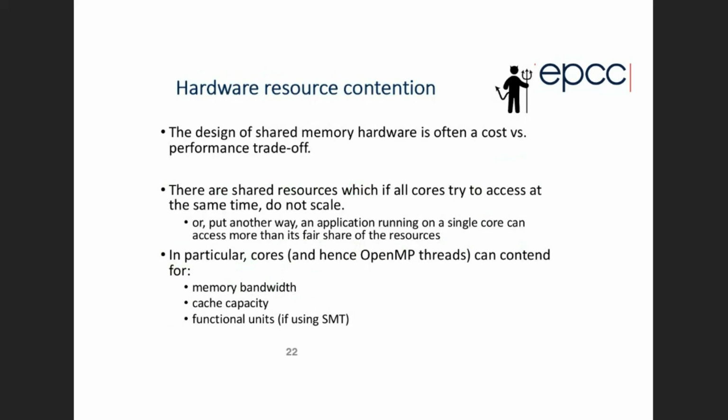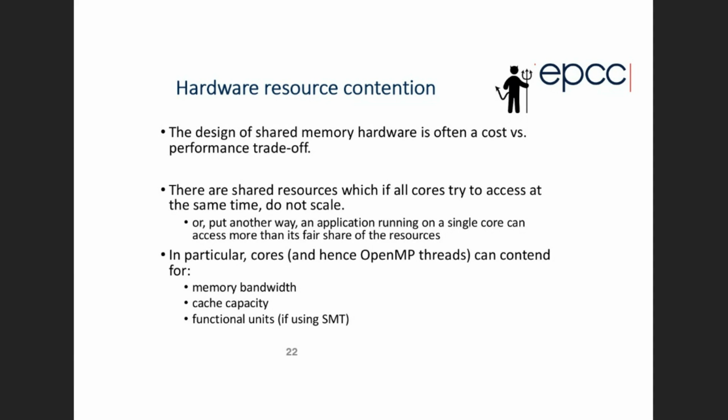Okay, so the last main topic is hardware resource contention. Because of economics and because we use commodity processors pretty much everywhere these days, the design of the hardware is a cost-performance trade-off. There are shared resources which, if all the cores try to access them at the same time, are not going to scale. Or to put it another way, it's a glass half empty, glass half full dilemma.